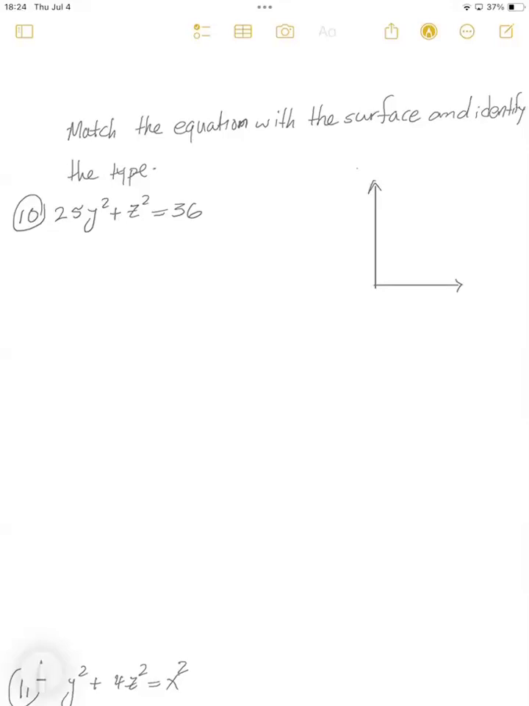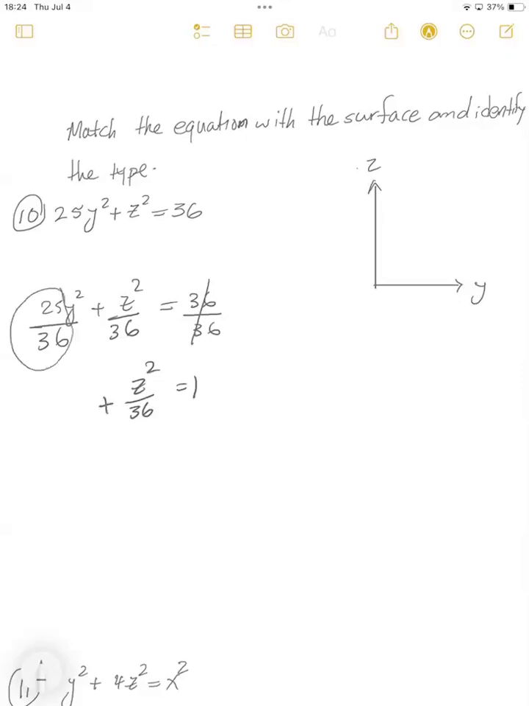And how do you find the points on the y and z? Just divide both sides of this equation by 36. So 25y squared plus z squared equals 36. You divide every term by 36. This is the same thing as saying divide both sides of the equation by 36. This becomes 1. And for this part, instead of having 25 over 36, you can flip the number and put it in the denominator, like this, 36 over 25. They're the same thing.